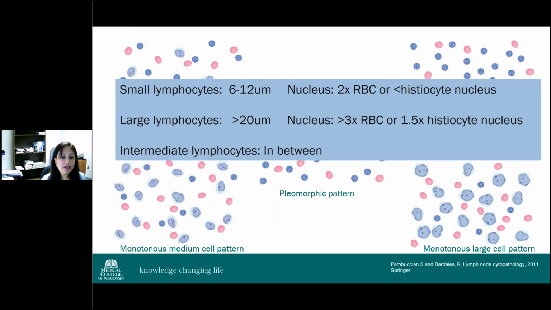We have the large lymphocytes, which are usually greater than 20 microns. They are approximately 3 times the size of a red blood cell and around 1.5 times the size of a histiocyte nucleus. And then we have the intermediate cells, which are in between the small and the large lymphocytes. Sometimes these are the hardest on touch prep to accurately classify.